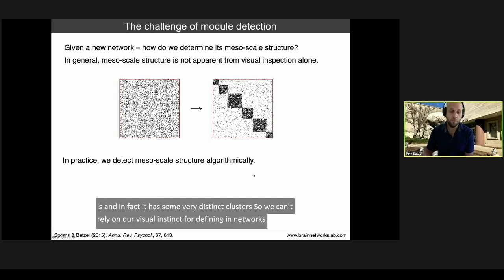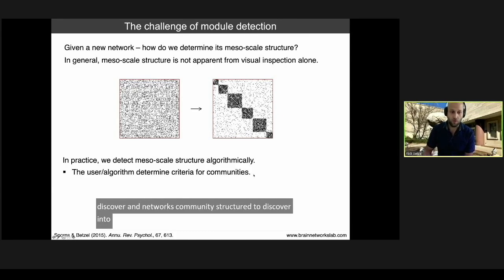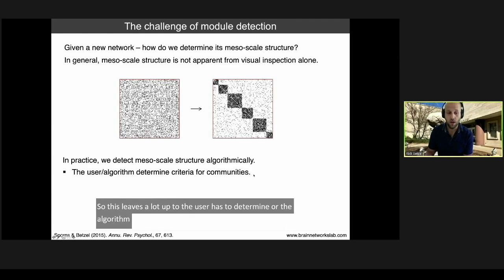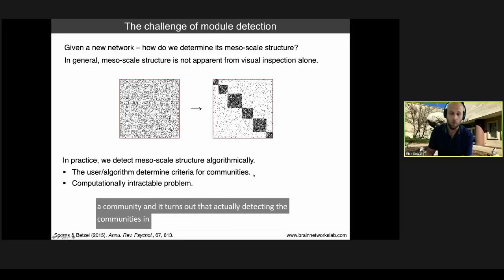So in practice, what we have to do is we have to use a series of algorithms known as community detection algorithms to discover a network's community structure, to discover its mesoscale structure. This leaves a lot up to the user. The user has to determine, or the algorithm determines, what the criteria is for defining a community. And it turns out that actually detecting the communities is a mathematically and computationally intractable problem. There's not a unique solution, and even if there is, it's very, very difficult to discover the optimal partition.